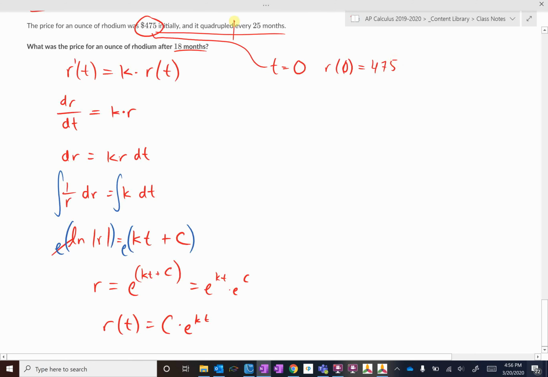But then, after 25 months, we can see that the price has quadrupled. So when t equals 25, R of 25 would be equal to 4 times that initial price. So let's see, 1600 plus 300, 1900. Better make sure.